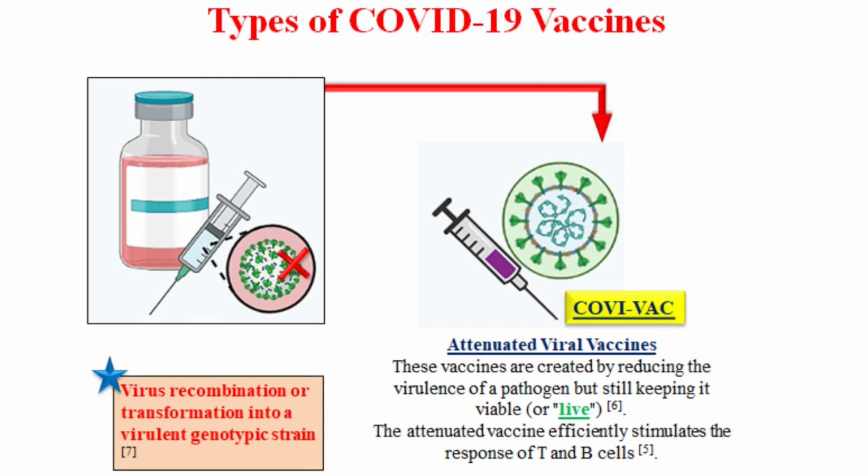Another way is to weaken the live virus and inject it into the organism. So what is the meaning of weakening the virus? The COVID-19 virus induces cytokine storms by releasing too many cytokines into our bodies. However, the attenuated vaccine efficiently stimulates the response of T and B cells. I should also point out that this method may carry risks due to problems such as virus recombination or transformation into a virulent genotypic strain. An example of this vaccine is CoBioTech.